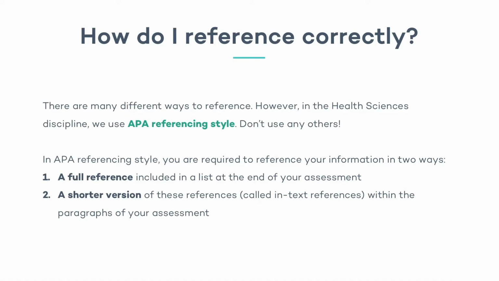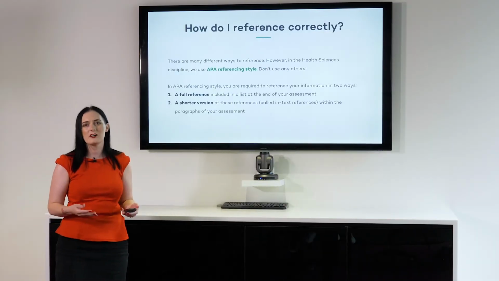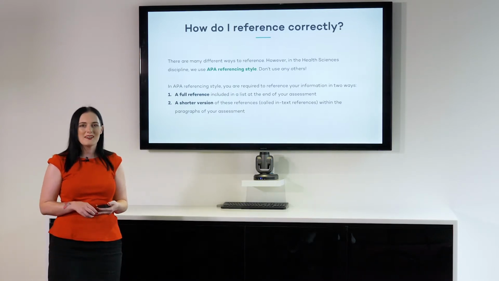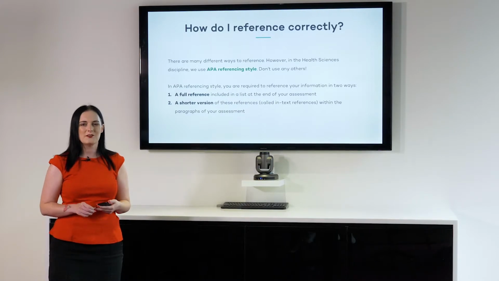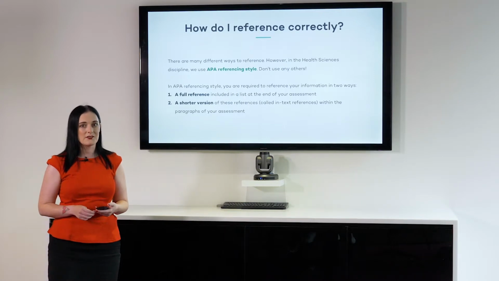Okay, so how do I reference correctly to avoid any difficulties? In the health science discipline, we use what is called the APA referencing style. This style is also used by a few other disciplines, like psychology or linguistics, which is my subject area. There's lots of different styles. You might have heard of Harvard referencing style or Chicago, and you may have used some at other points in your life. But here, please make sure that you only use APA. And it should be the most current edition, which at the moment is the 6th one.